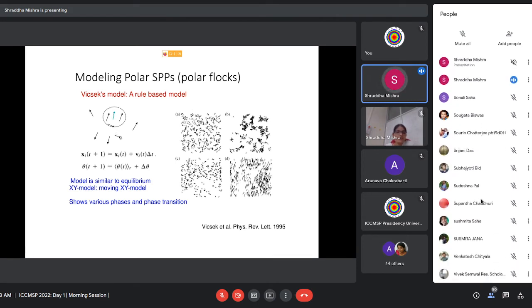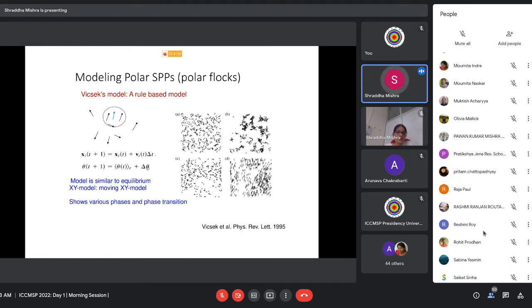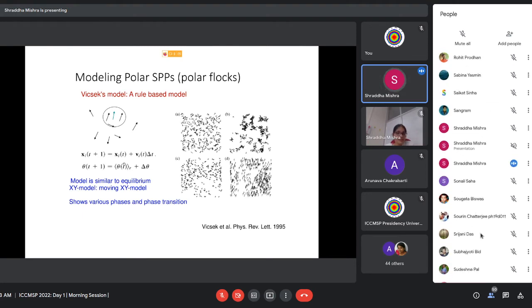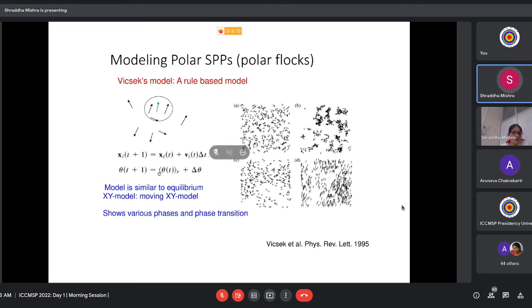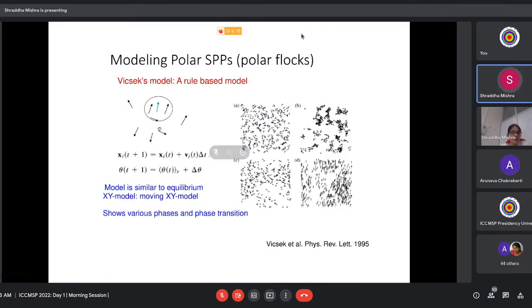So given the various strength of this noise, which is like a temperature, the larger the noise, this alignment effect will be less, and the smaller the noise, the alignment effect will be more. The larger the number of particles, the larger the density of particles, it means more and more particles are interacting within this radius. It means the effect of this term is again dominating compared to this.